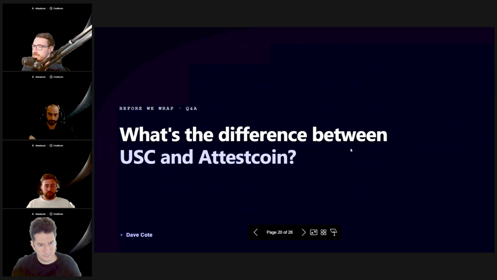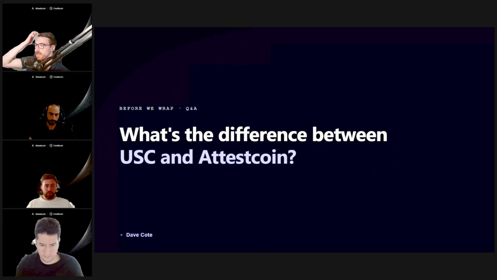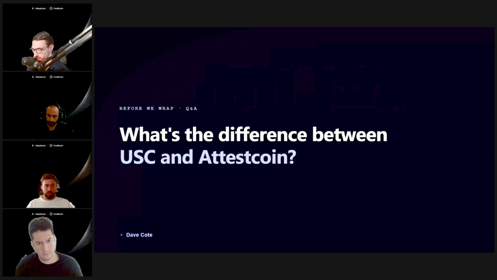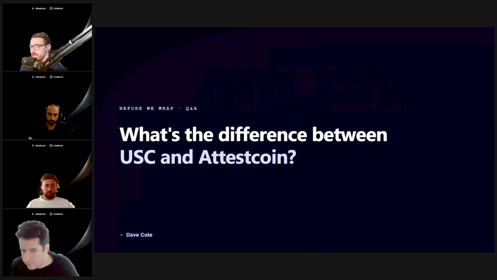Excellent. Makes sense. Thank you. We have here what's the difference between USC and Attestcoin. USC is the way we use to refer to Attestcoin. So Attestcoin we use for the protocol, for the token as well that we call ATC, and also for the Attestcoin smart contract. So it's the way we used to be calling Attestcoin Protocol.